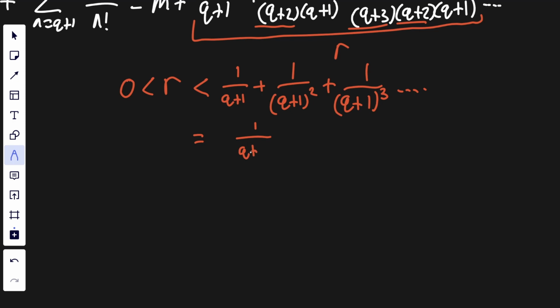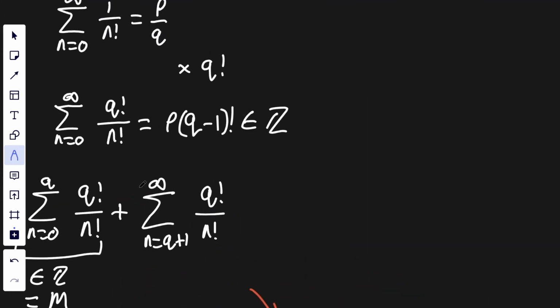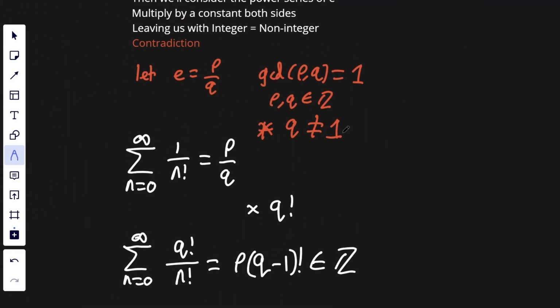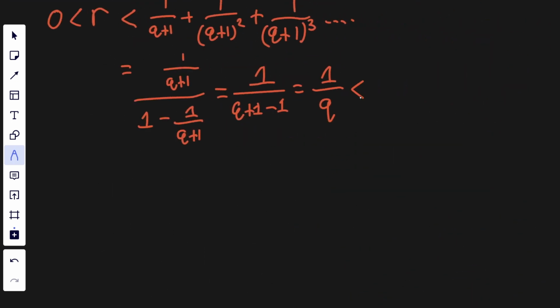And this is a geometric sequence, so we can evaluate it. The first term is 1 over q plus 1. Then we've got 1 minus the common ratio, which is 1 over q plus 1 as well. Multiplying top and bottom by q plus 1, we're left with 1 over q plus 1 minus 1, which is equal to 1 over q. Now here comes the assumption that we made at the start. We said that q is not equal to 1, but q is an integer. So we get that this is less than 1, because q is an integer that is not 1, and we know that 1 over q is less than or equal to 1.